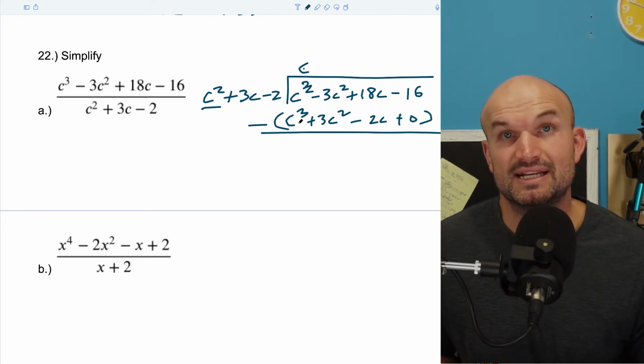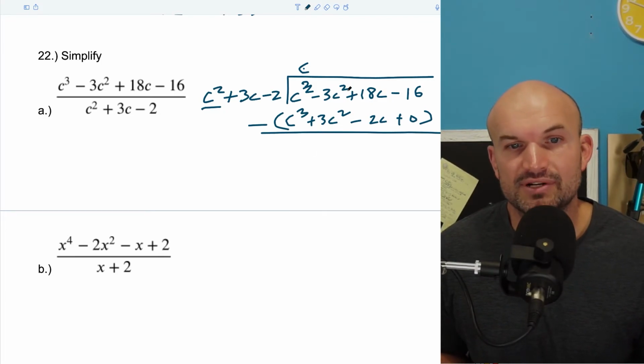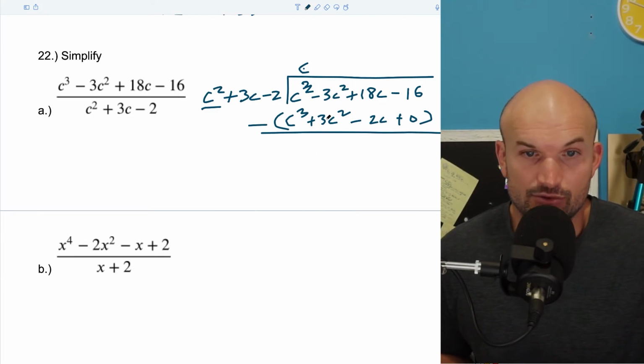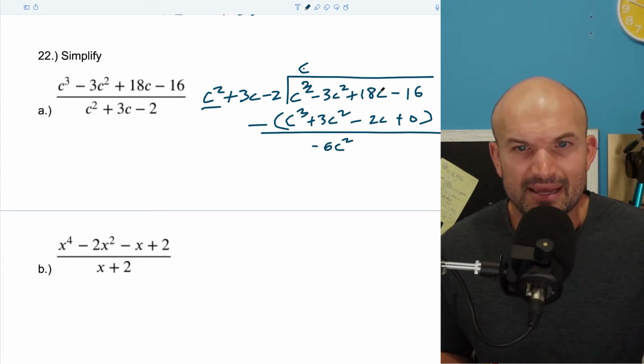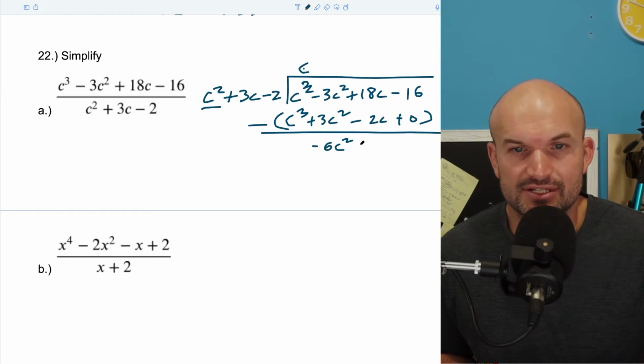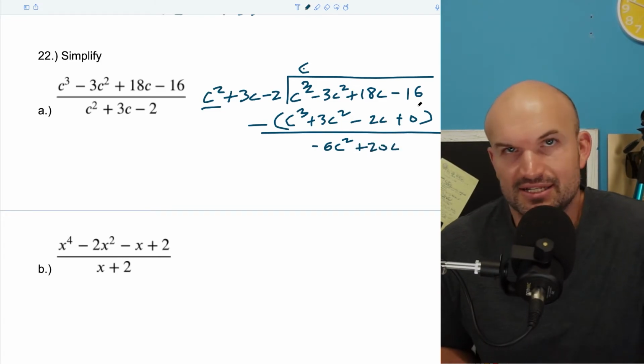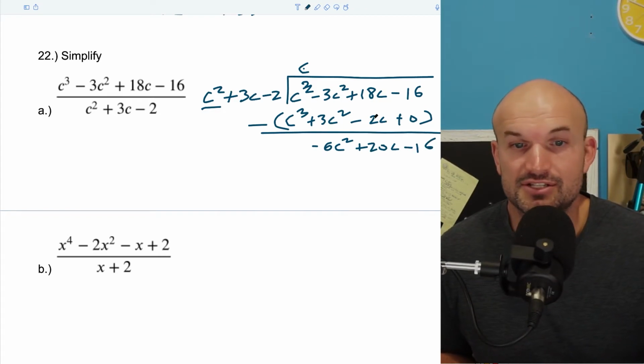So c cubed minus c cubed is just going to be 0. Negative 3c squared minus 3c squared is going to be a negative 6c squared. 18c minus a negative 2c, let's see, that's going to be positive 20c. And negative 16 minus 0, it's just going to be negative 16. Okay, so now let's just do it all over again.